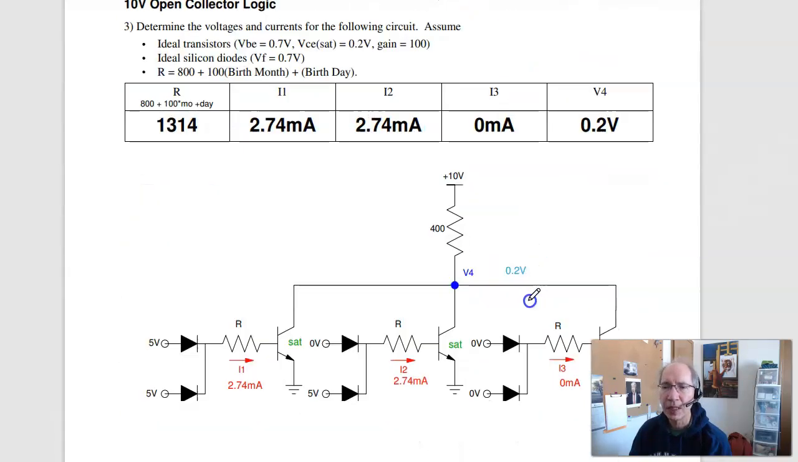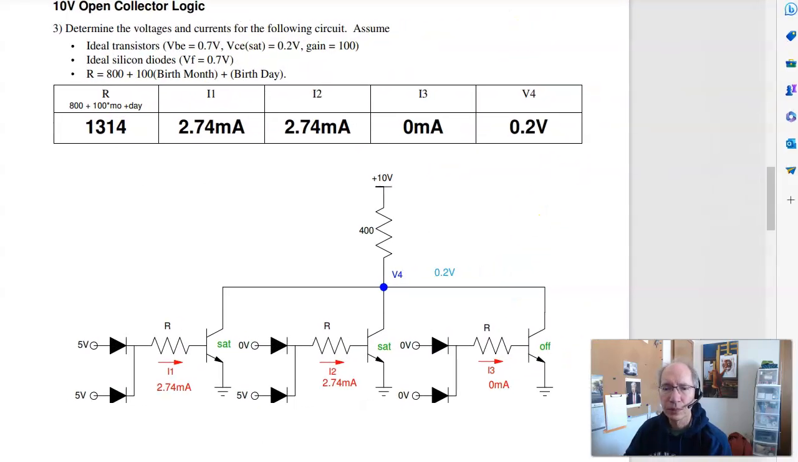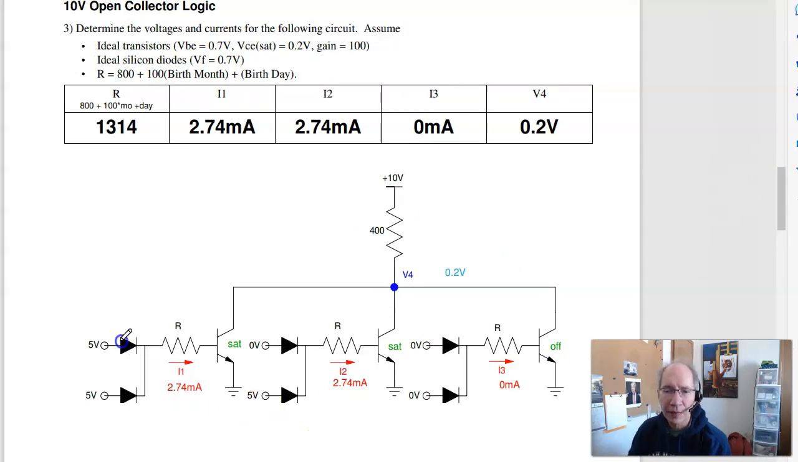Problem 3, this is open collector logic. If I have 5 volts, that turns on, well, one of these will be slightly higher. Let's assume the top one. I've got 5 minus 1.4 over 1314. So the equation will be 5 minus 1.4 for two diodes over the resistance, 2.74 milliamps. Again, take the maximum of the two, the 5.